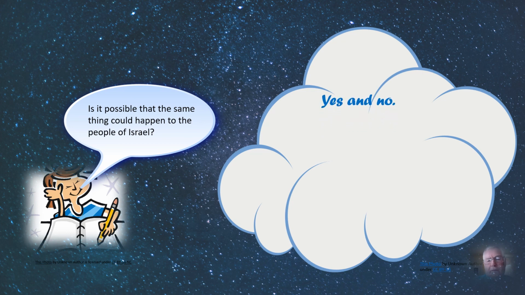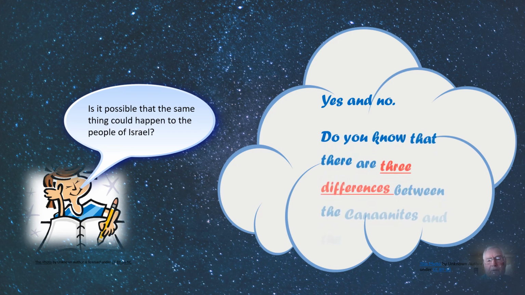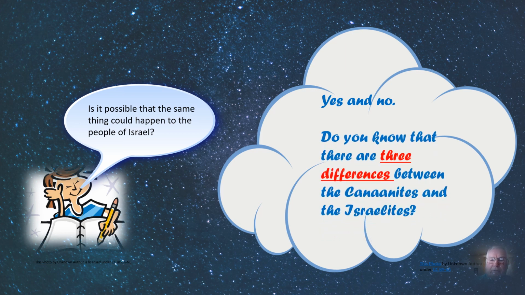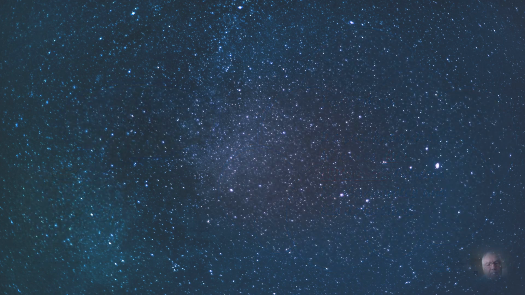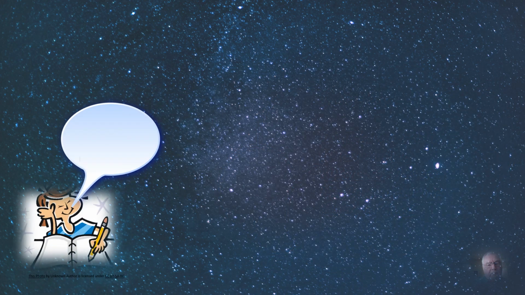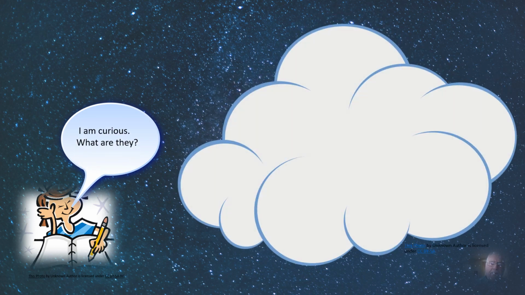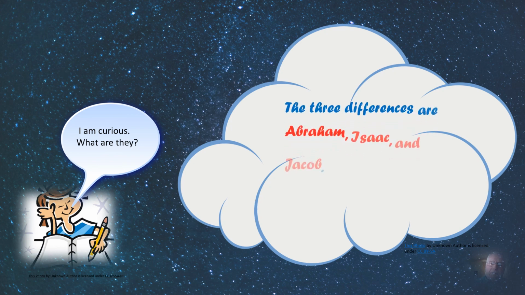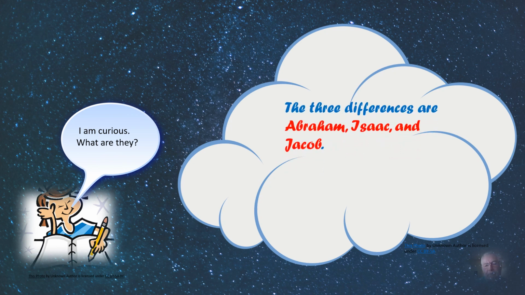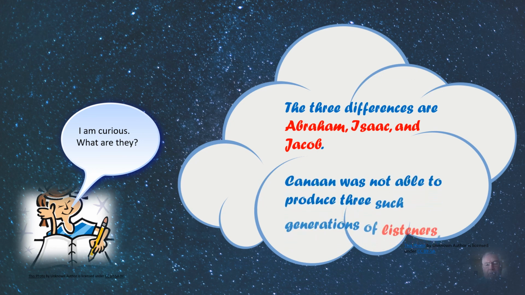Yes and no. Do you know that there are 3 differences between the Canaanites and the Israelites? I'm curious. What are they? The 3 differences are Abraham, Isaac, and Jacob. Canaan was not able to produce 3 such generations of listeners.